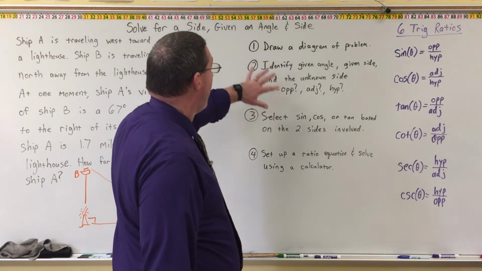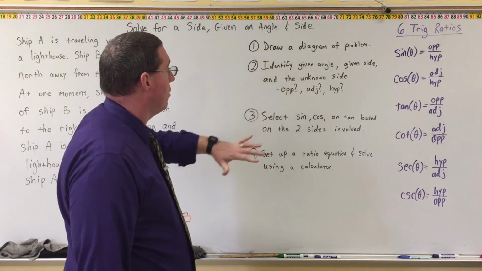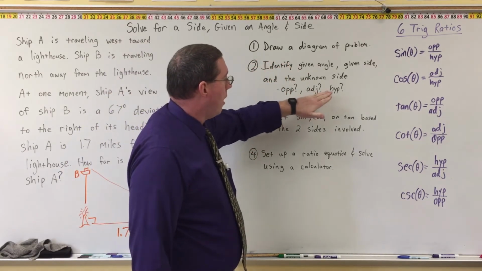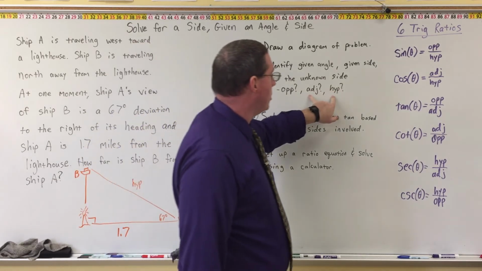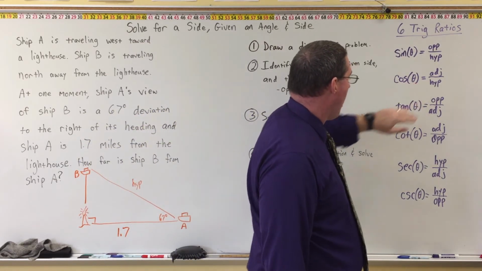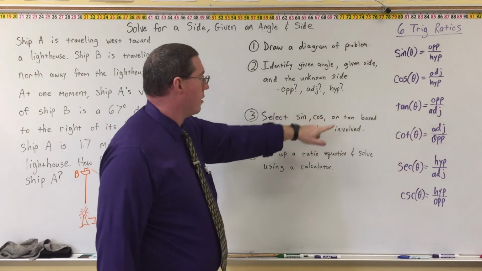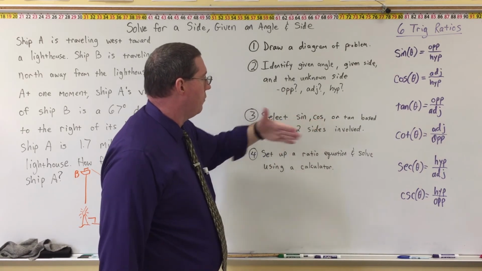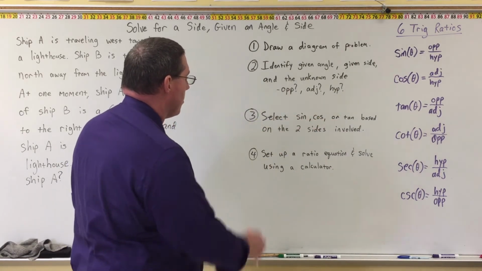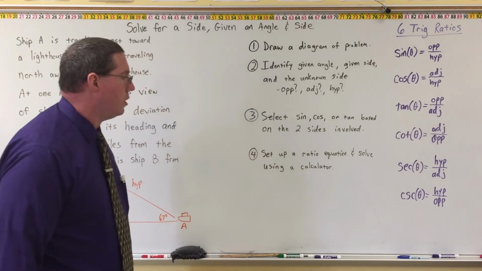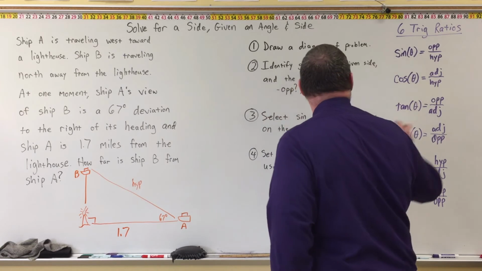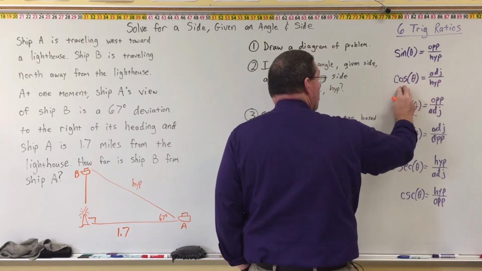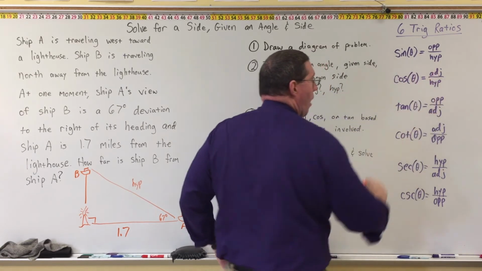Okay, so we're going to go over here. It says draw a diagram, identify the given angle, given side, and the unknown side. We're given an adjacent. We're trying to find a hypotenuse. The relationship between adjacent and hypotenuse is cosine. So it says select sine, cosine, or tangent based on the two sides involved. We're going to select cosine. Then it says set up a ratio equation and solve using a calculator. Okay, so all I'm writing is exactly what you see here. Cosine of theta equals adjacent over hypotenuse.